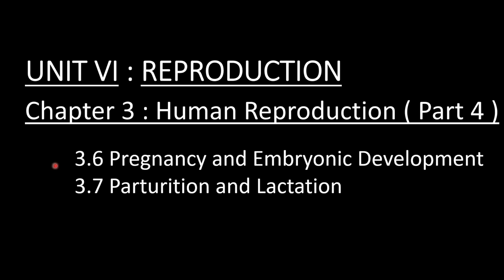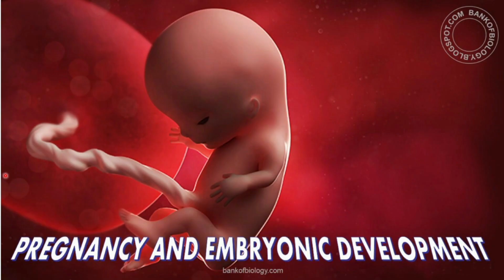Hello students. Today we study the last 2 points, that is 3.6 pregnancy and embryonic development, 3.7 parturition and lactation. Both the points are from Unit 6 Reproduction and Chapter 3 Human Reproduction Part 4. First, we learn about pregnancy and embryonic development.